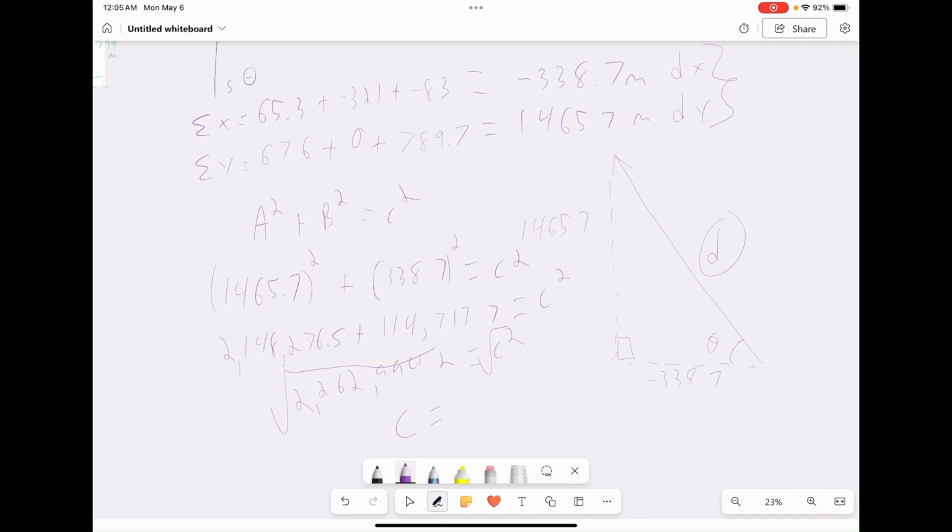1,504.3. Do a quick check, by the way, to make sure that your hypotenuse is bigger than both of your two sides. It is, we're good. You'll never get a hypotenuse that's smaller than either of your two sides in a right triangle. So you can double check by making sure that your C is bigger than both of your A and your B. So this distance over here is 1,504.3 meters.